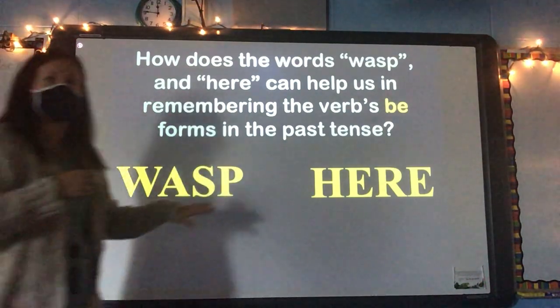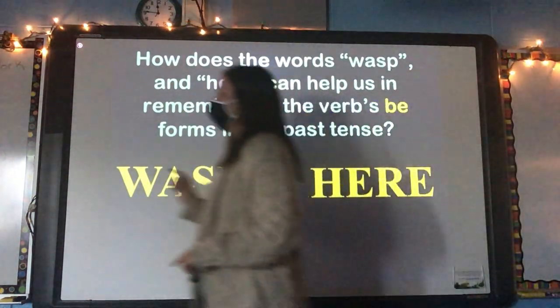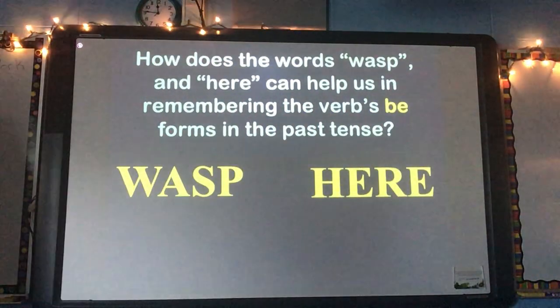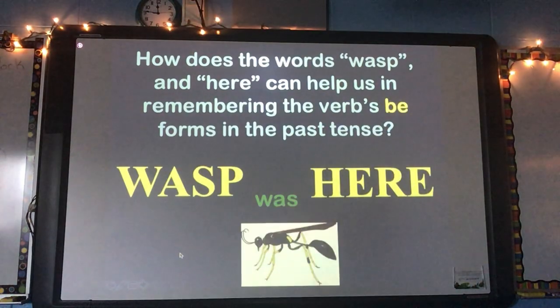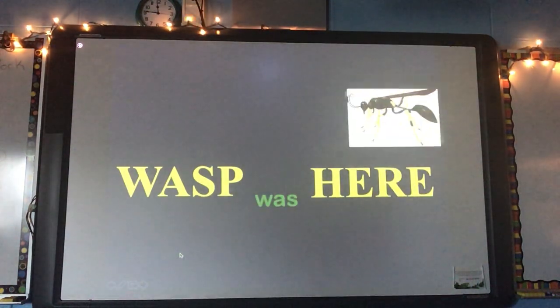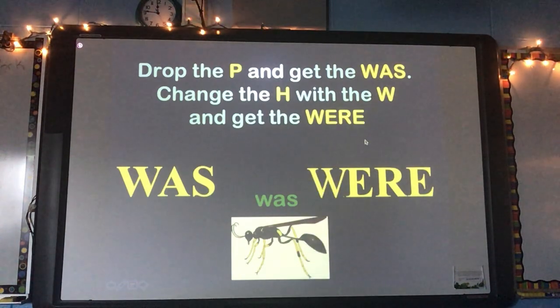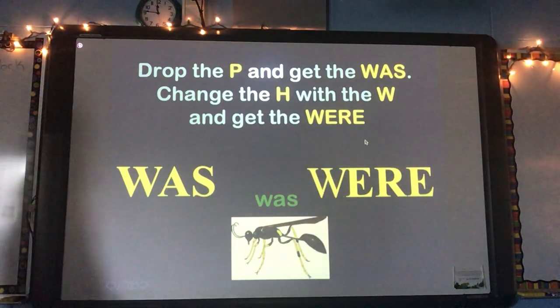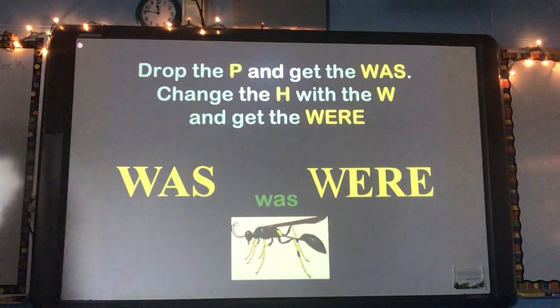And how would here help me, Aiden? Take away the ER. Take away the ER? No. They took off the P to make my was, and they changed the H to a W to make were, our past tense forms of be.